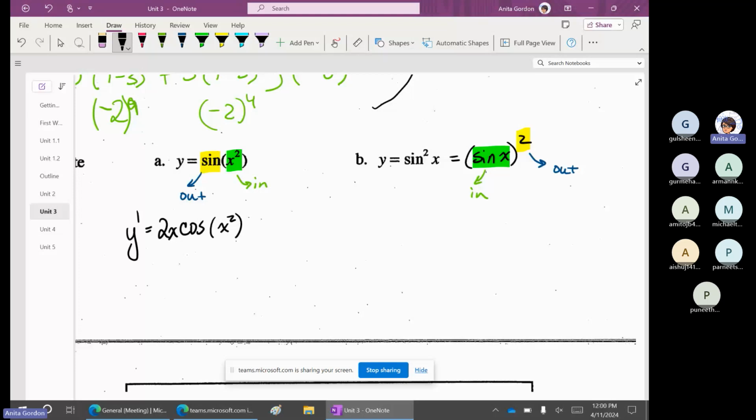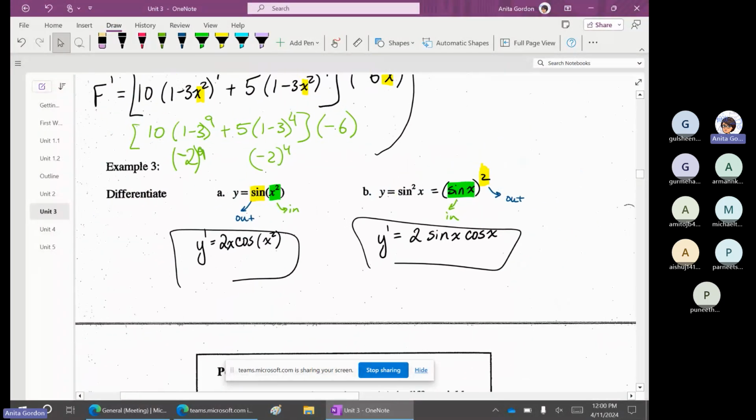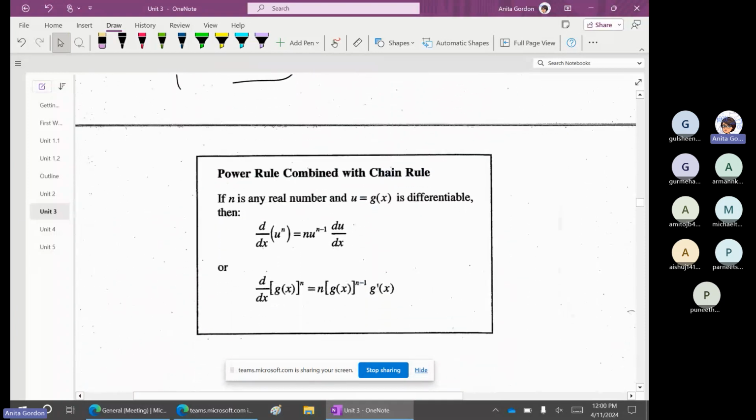Okay, let's see. Can we do this one in our heads? What is the derivative of the outside function? Nope. 2 times the thing that it's squaring, right? So this is 2 sine x. And what is the derivative of sine x? Cos x. Done. Okay, so the outside function here is just u squared. So it's 2u. Inside doesn't change. Okay, so what we have just done are examples of the power rule combined with the chain rule.